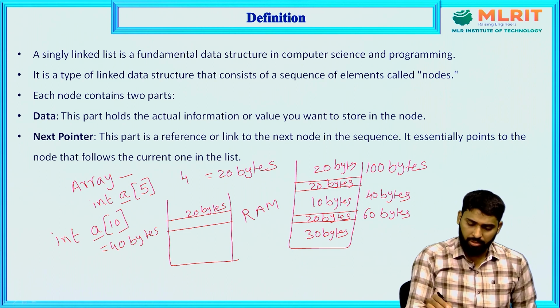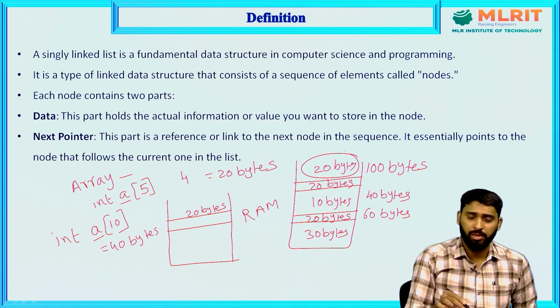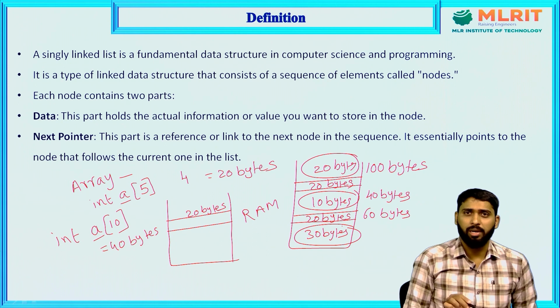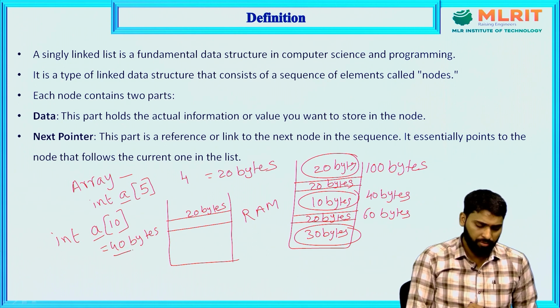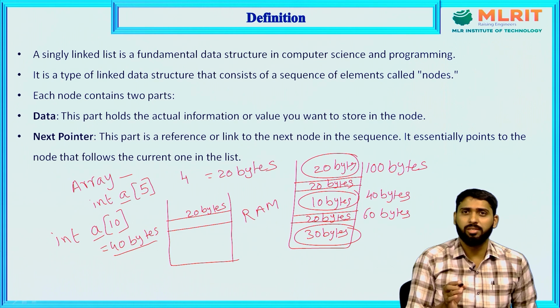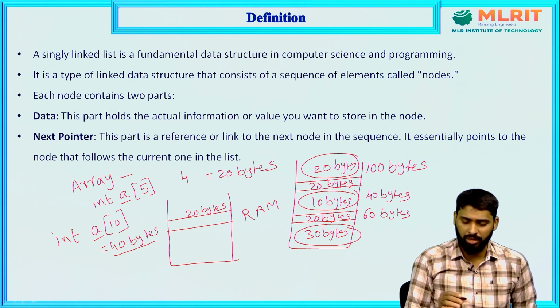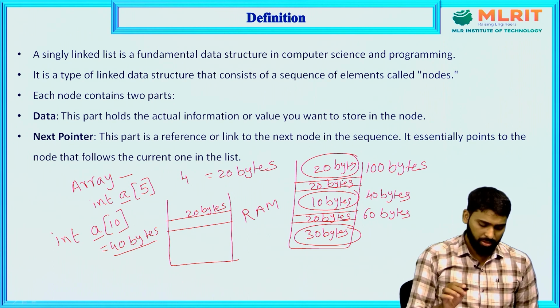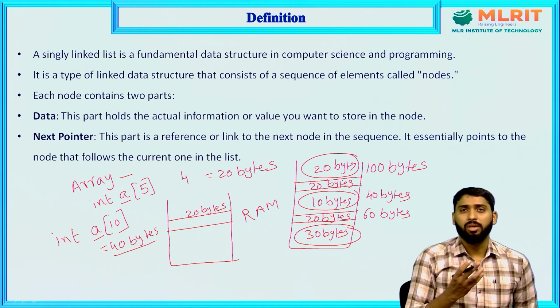But here, this 20 bytes chunk is available, 10 bytes is available, 30 bytes is available, but continuously there is no 40 bytes. That is a disadvantage of array. For an array the memory is allocated in a continuous manner, but here 40 bytes are available but not sequentially. That is a disadvantage of array. Now, how do we overcome this problem? By using single linked list.